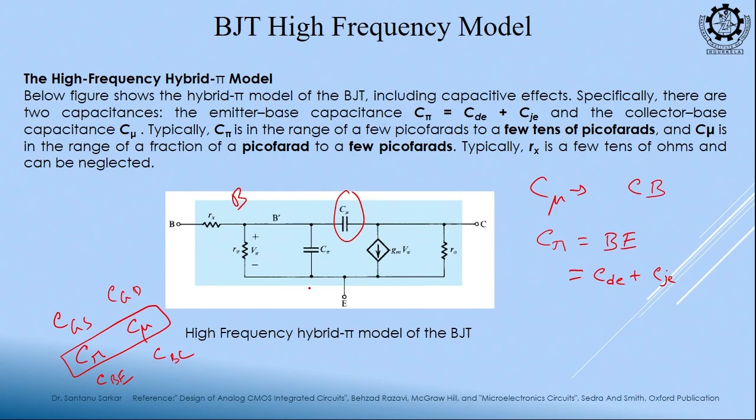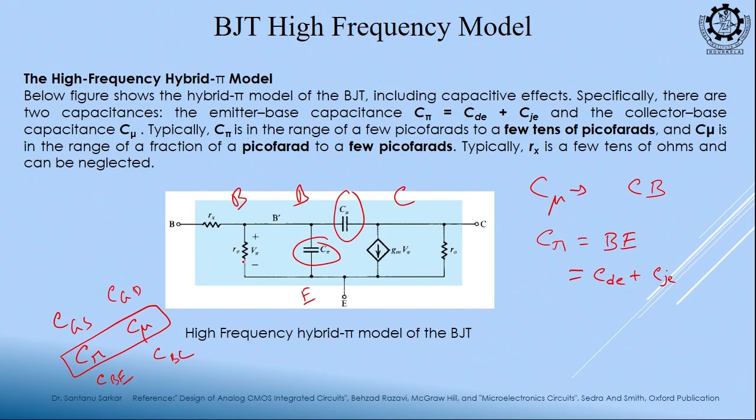Base to emitter, the base-emitter capacitance, that is termed as C pi. I can term it anything. Between base to collector, CBC, that is termed as C mu, that is it. Rest of the stuff is the same.